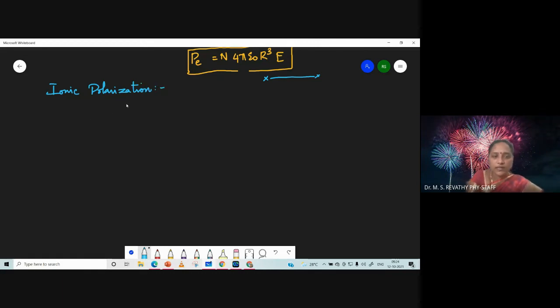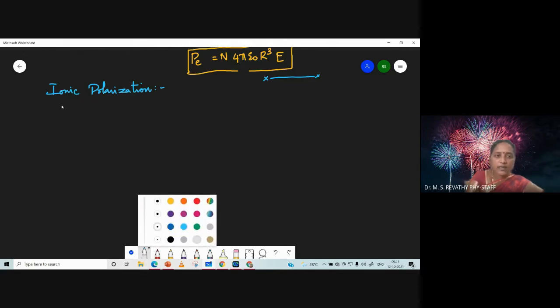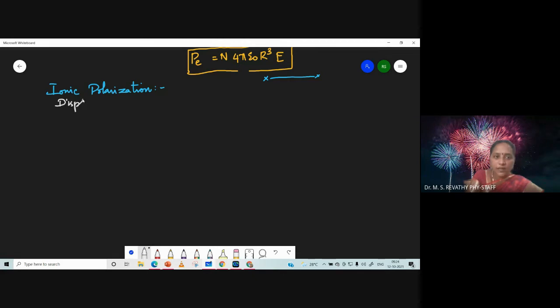Ionic polarization. Here also we have to consider the displacement. Here in this case, I have already mentioned the displacement we are going to calculate between the anion and cation. Displacement between cation and anion. For this, let me take the example of NaCl. So this is Na and another atom I'm just going to consider this Cl. So here I have NaCl.